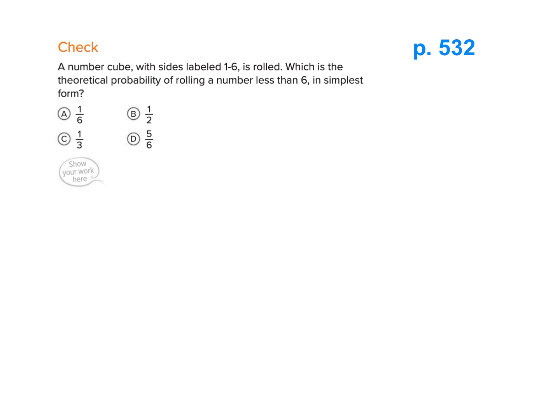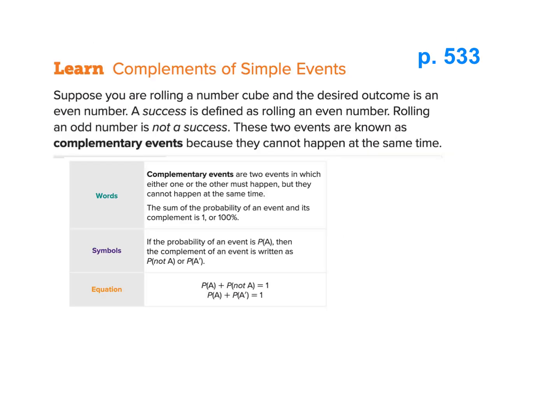So I have a number die labeled 1 through 6. What's the theoretical probability of rolling a number less than 6? And write it in simplest form. So the numbers less than 6 are 1, 2, 3, 4, and 5. That's 5 numbers out of 6. So that is my answer, letter D.